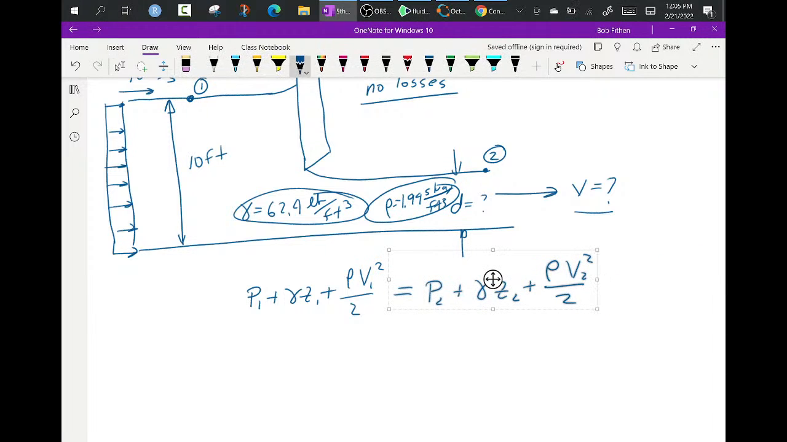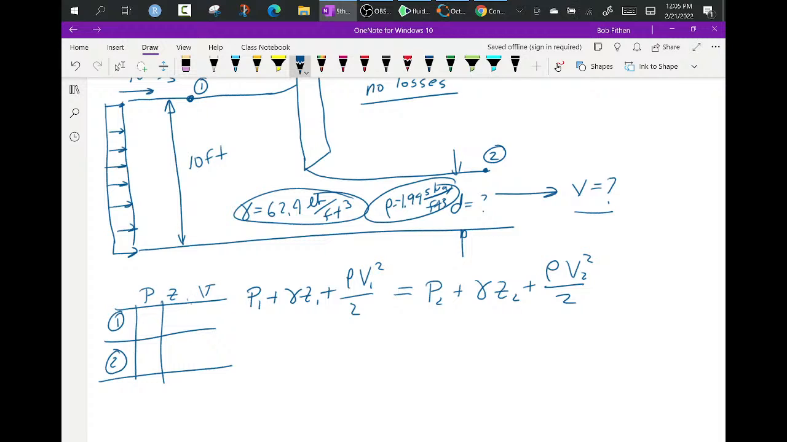Well, let's list P, Z, and our V. You can list it this way, or sometimes I'll list it like this: location 1, location 2, pressure, elevation, and V. So let's try to address some of these. Elevation first. We're going to take the elevation from a datum, which is the bottom of the water. So in location 1, that's going to be 10 foot, and the elevation over here is going to be just D.